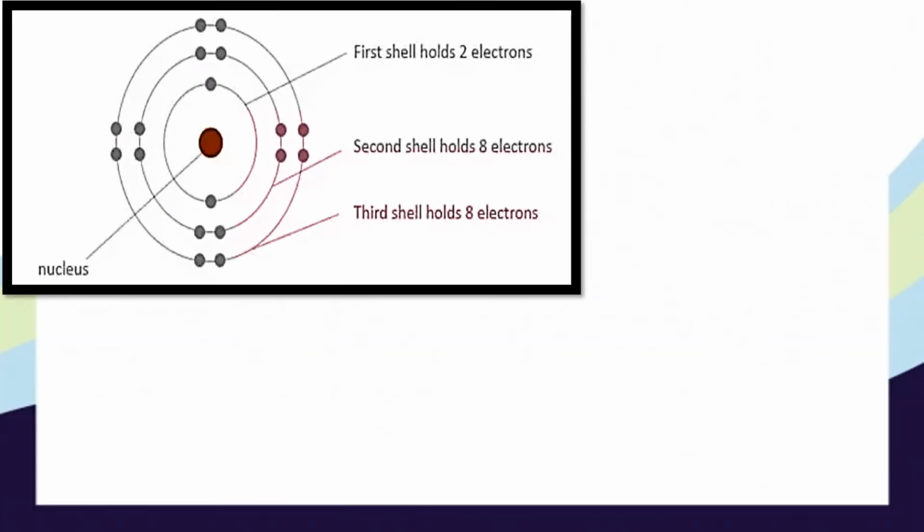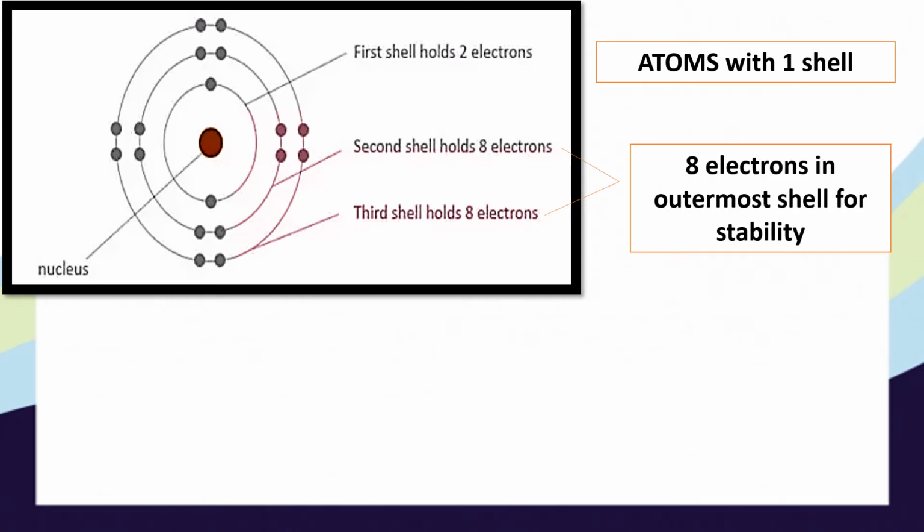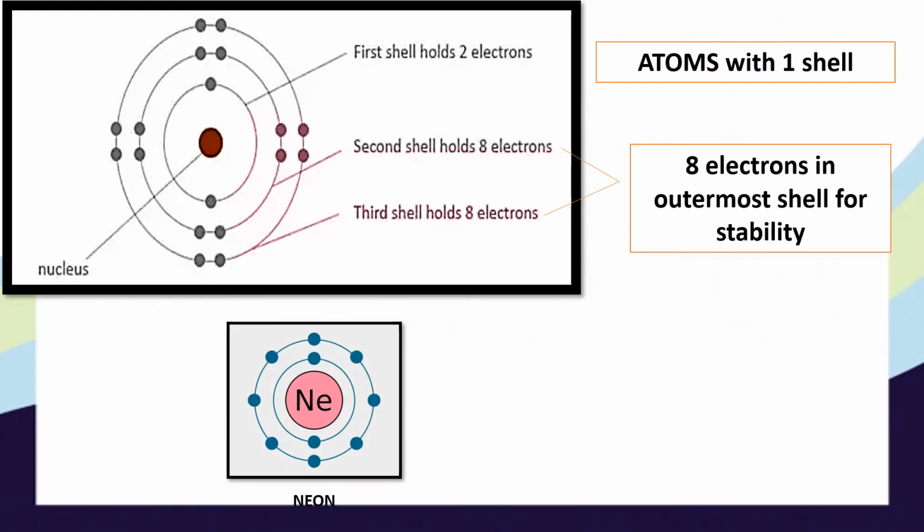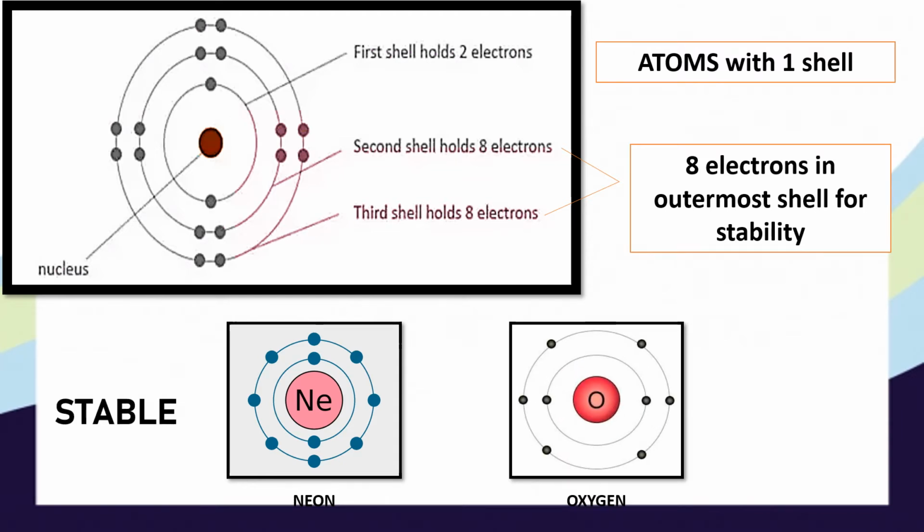In atoms with more than one energy level or shell, 8 electrons are required in the outermost shell in order to attain stability. So neon, which has 8 electrons in its outermost shell, is stable, while oxygen, which has only 6 electrons in its outermost shell, is chemically reactive.